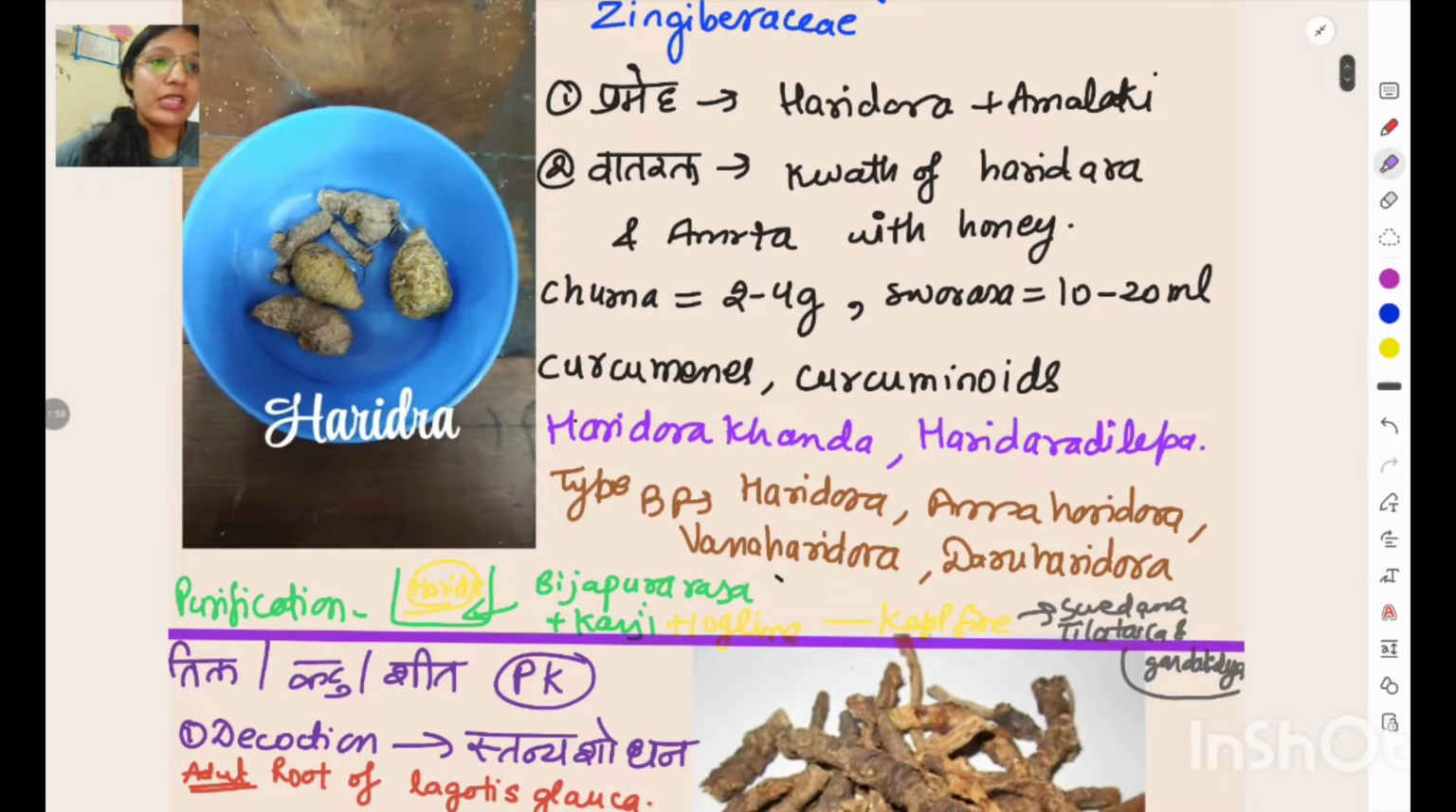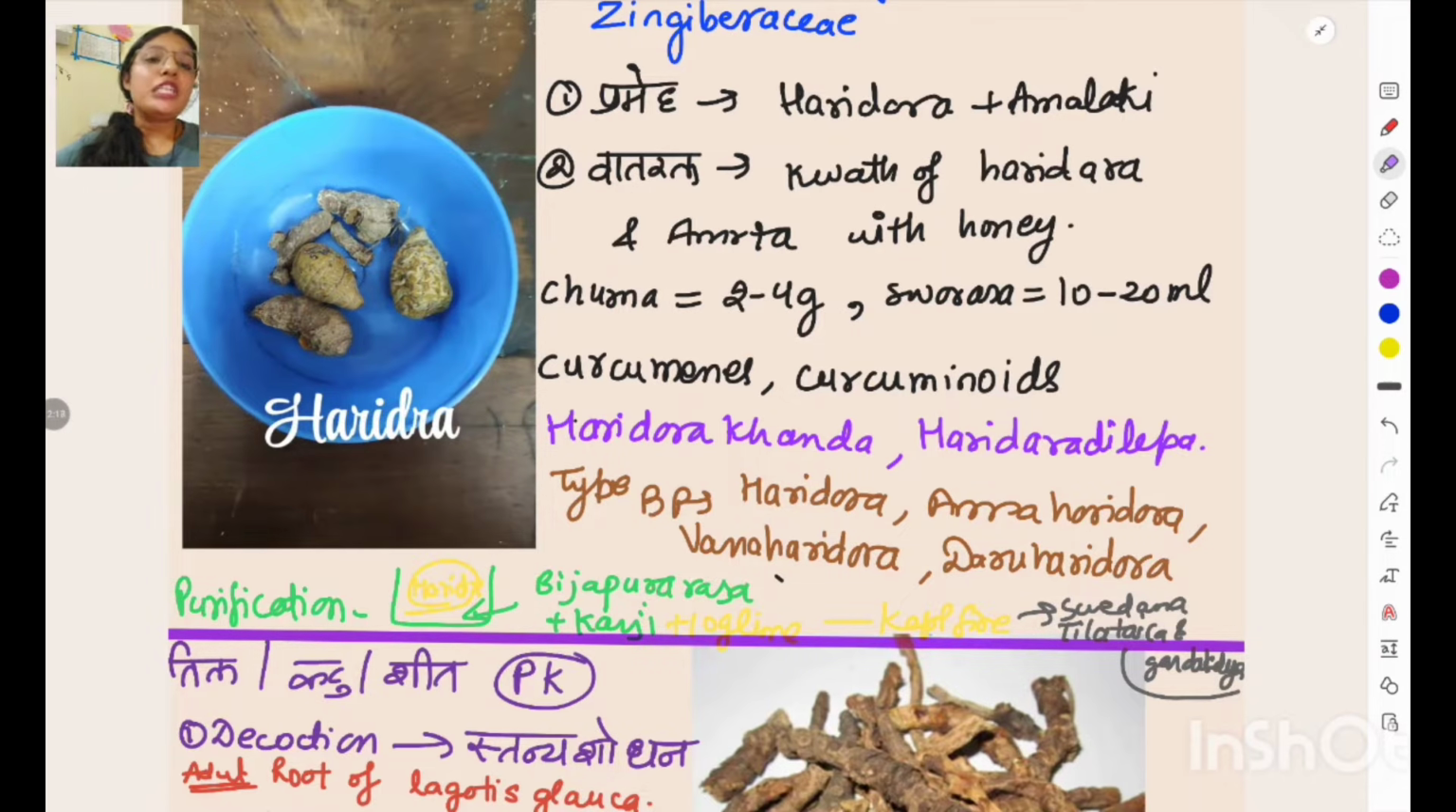and Anekaprayoga: in Prameha, Haridra and Amalaki are used. Then in Vata Rakta, Kwatha of Haridra with Amrita is given, and its dose is Churna 2 to 4 grams, Swarasa 10 to 20 ml. Curcumin is there, and curcuminoids. Haridra Khanda, Haridradi Lepa are important formulations. 4 types of Haridra are there: Haridra, Amra Haridra, Vana Haridra, Daru Haridra.